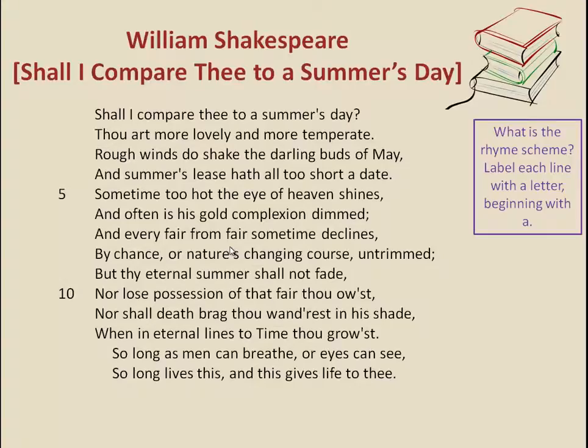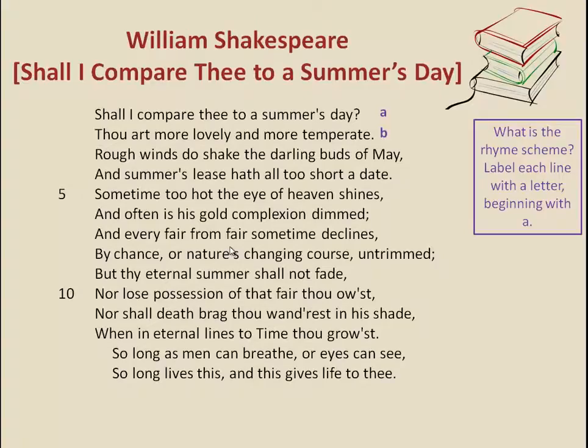So first, what we want to do is label the rhyme scheme. You label each line with a letter, beginning with the letter A. So obviously, first line, it's an A. The very end word is day. To get what the next letter is, we have to look at line 2. How does it end? Does it end with a word that rhymes with day? Well, temperate and day do not rhyme, so we have to offer a different letter. It cannot be an A, it must be a B.